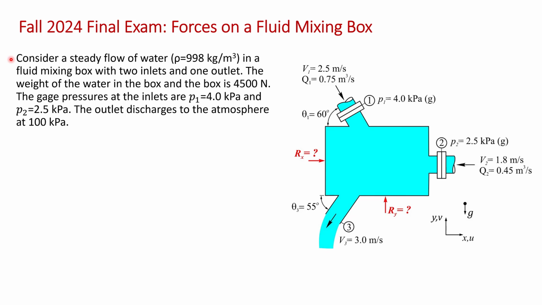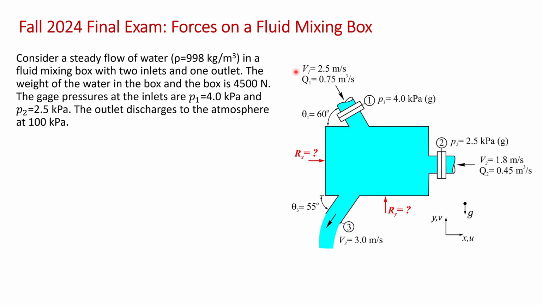The problem states, consider a steady flow of water at a density of 988 kilograms per cubic meter in a fluid mixing box with two inlets, so at point 1 and 2, the fluid comes in, and one outlet at point 3. The weight of the water in the box and the box itself is 4,500 newtons, and the gauge pressures at the inlet are 4 kPa at point 1 and 2.5 kPa at point 2. The outlet discharges at point 3 to atmosphere as a free jet, so at 100 kPa.